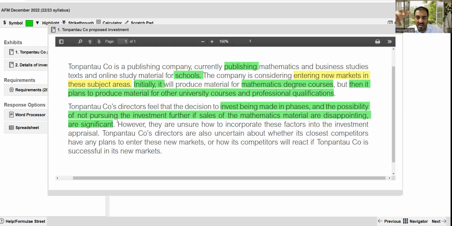Phases means initially I'm investing, but phase-wise investment means option to expand. Second phase, third phase, that is option to expand or follow on. That's the point. And the possibility of not pursuing is also the real business challenge, opportunity. Not pursuing is called withdrawing, winding up, sale.